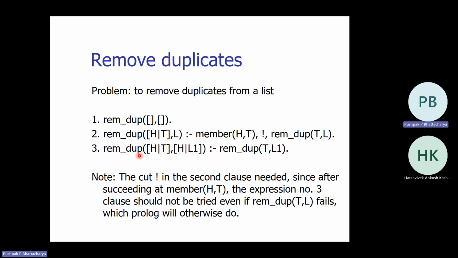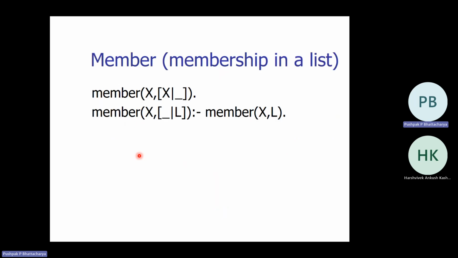Similarly, you can remove duplicates from the list, and then member. Member is a very basic operation, and it is very elegantly written. You are asking if an element X is a member of a list. First we assert that X is a member of any list for which the head is X. Otherwise, X should be a member of the tail of the list. So this is how it is expressed.